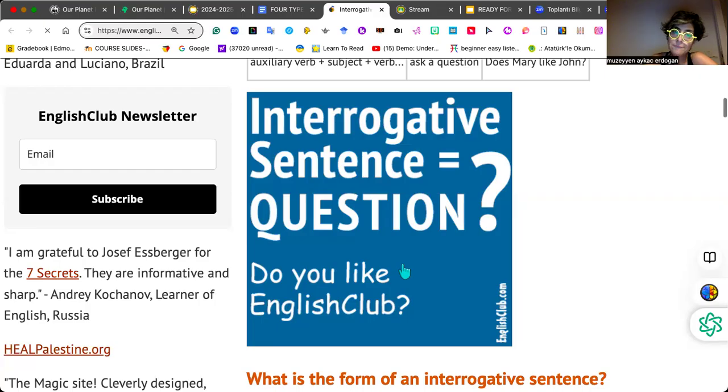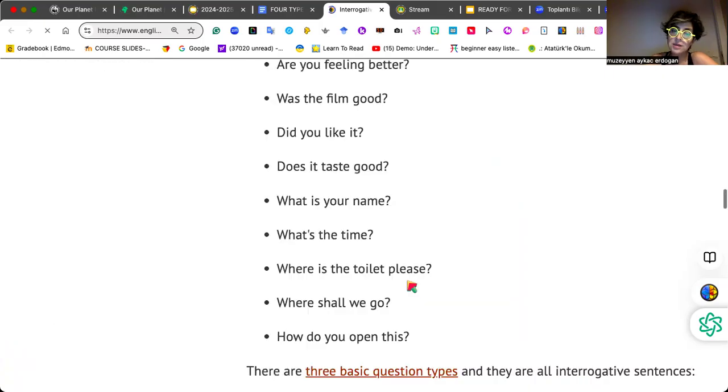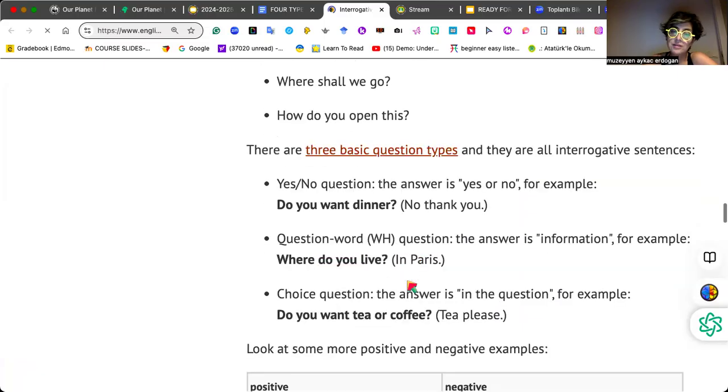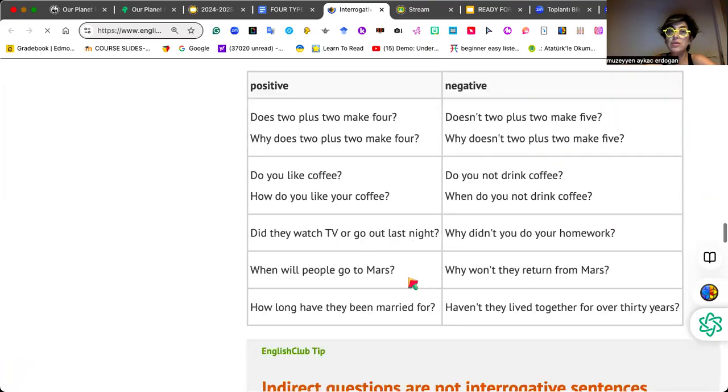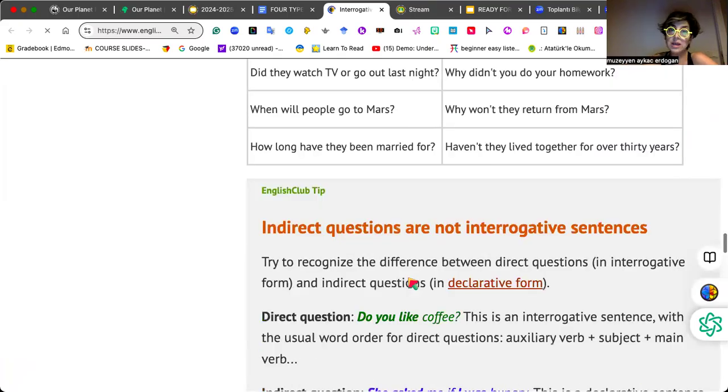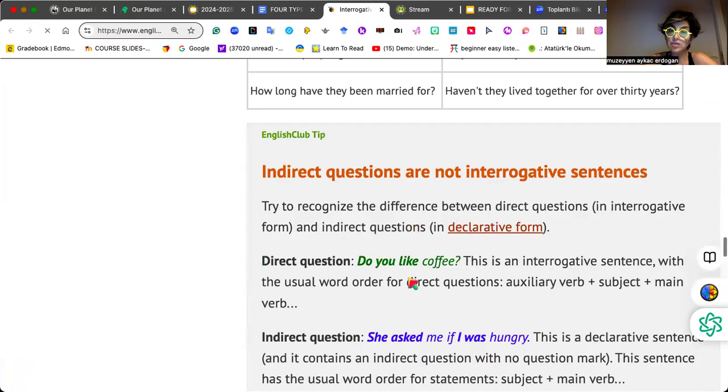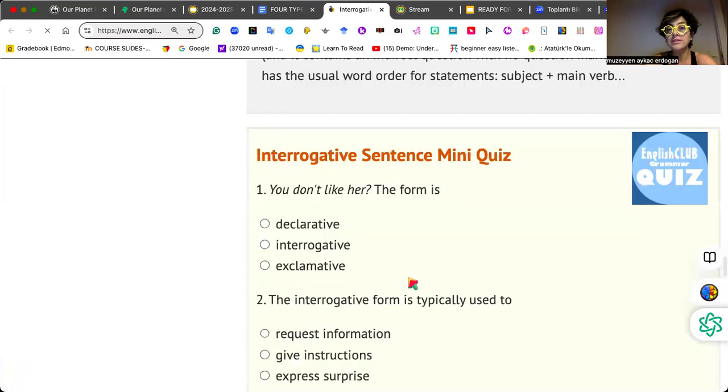Yani, if you still say, oh, I don't understand, and what is the teacher saying here, how can I understand whether I'm asking the question or writing the question sentence or not, you can just check this page to get the detailed information, okay? And as you see here, interrogative sentence mini quiz.